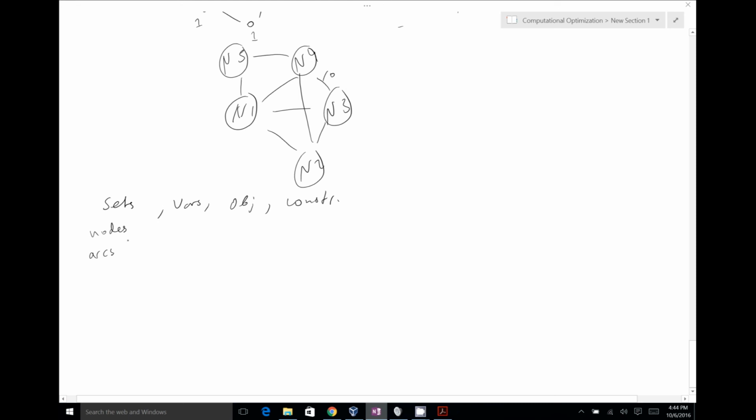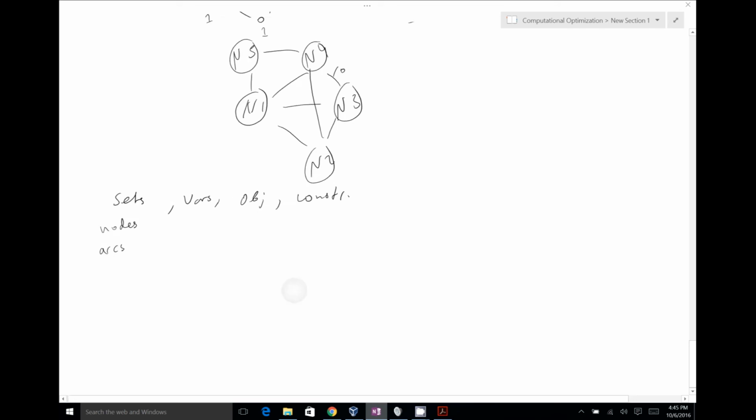What variables should we have? Suggestions? I need one variable that tells me whether I'm going to open a store in this location or not. So let's call it yi, which is 0 or 1: do I open a store at node i? What other variables might I want?